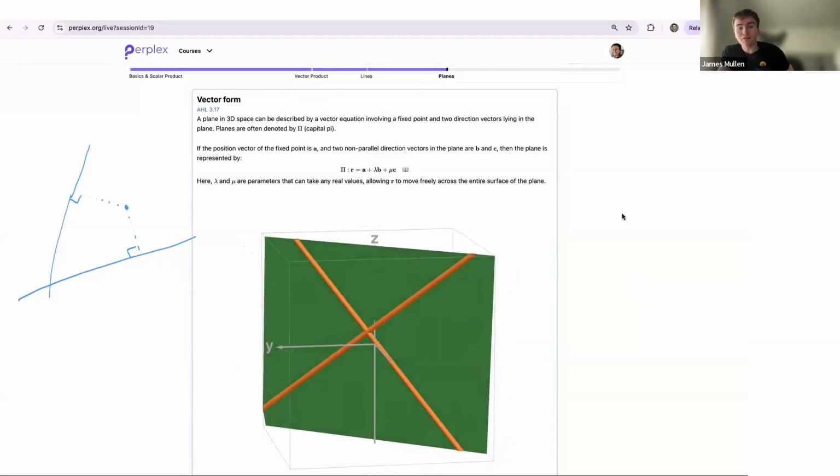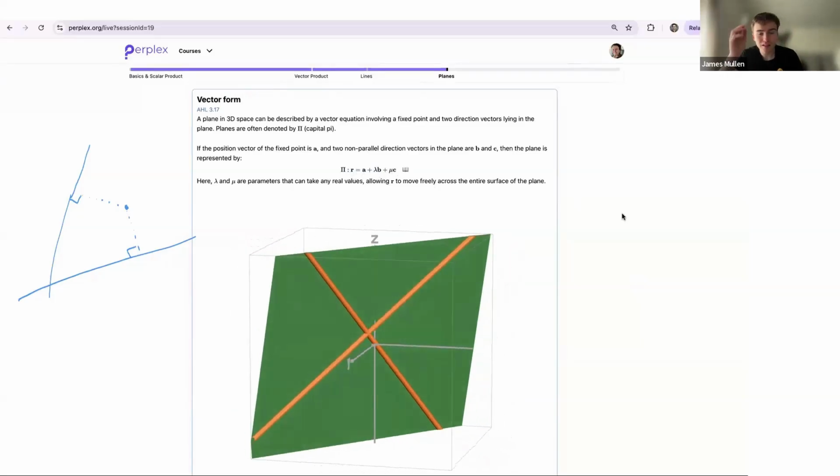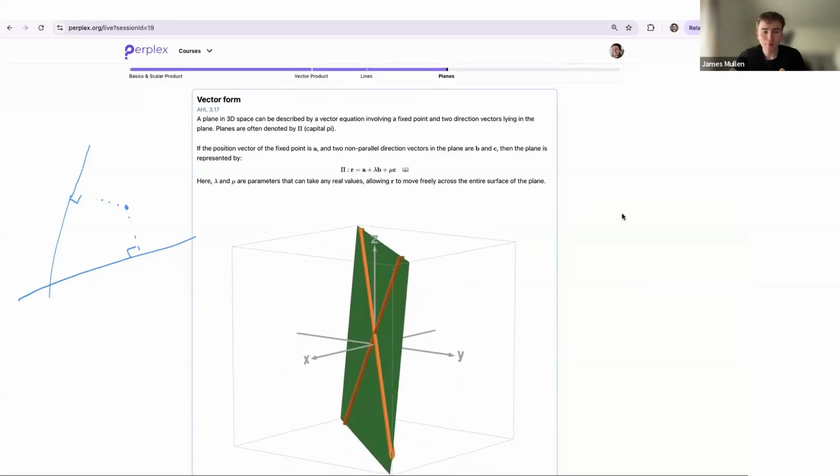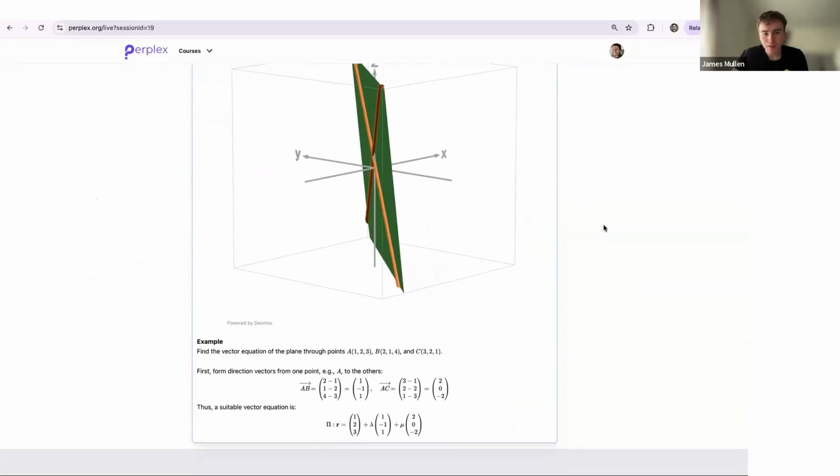Okay, and that is going to define a plane. I can go some distance along this line and then some distance along there. That gives me a plane. Okay, so we can do a little example here.